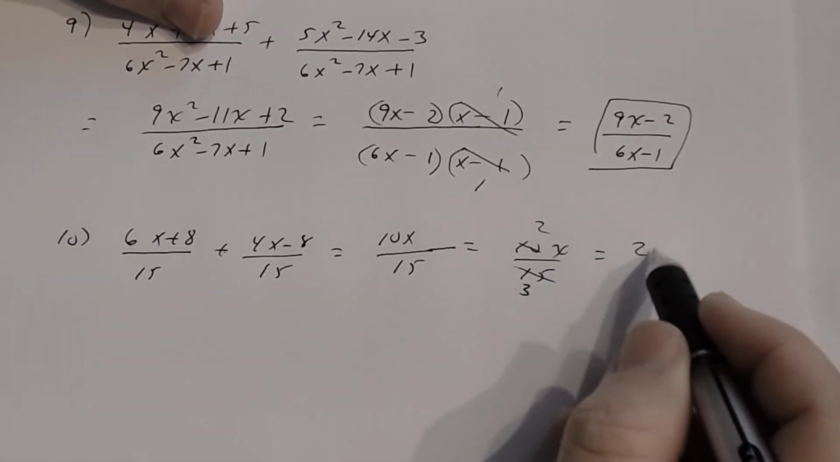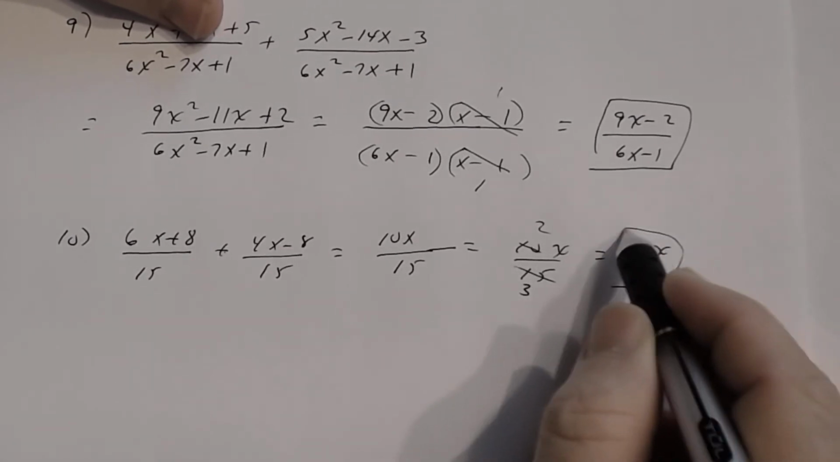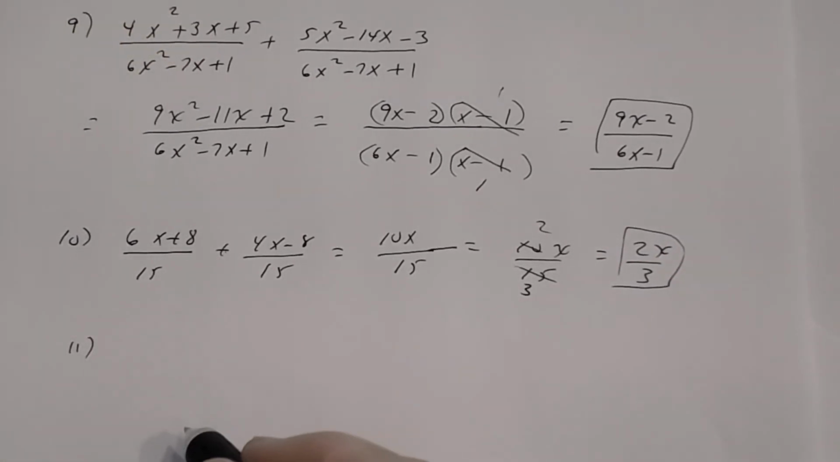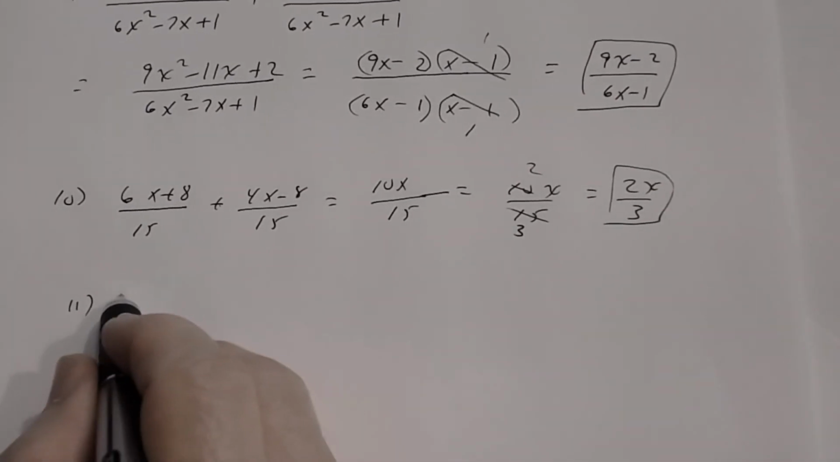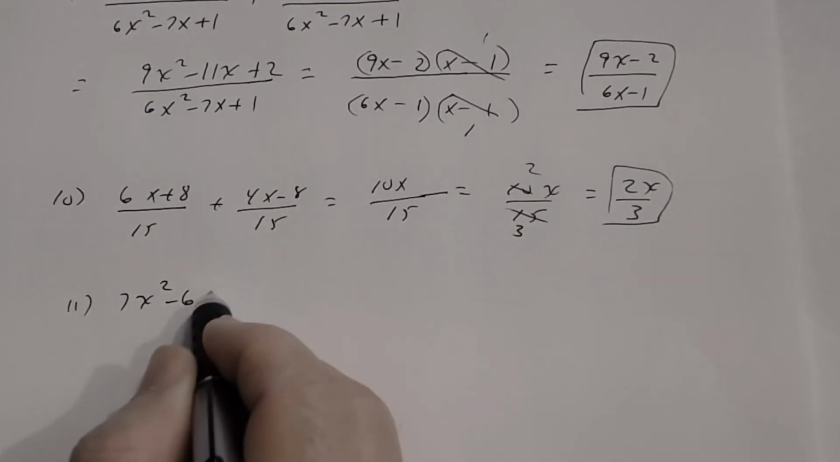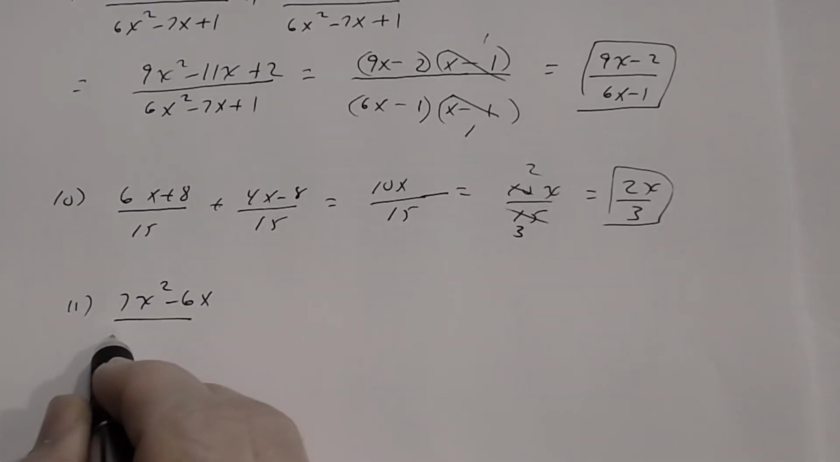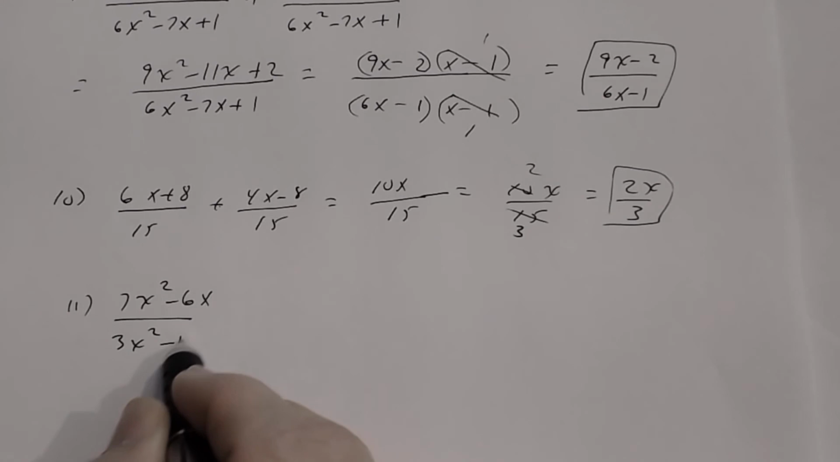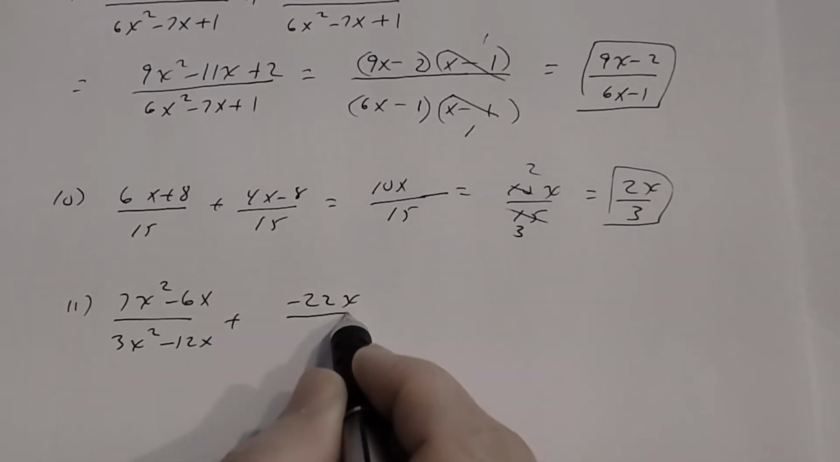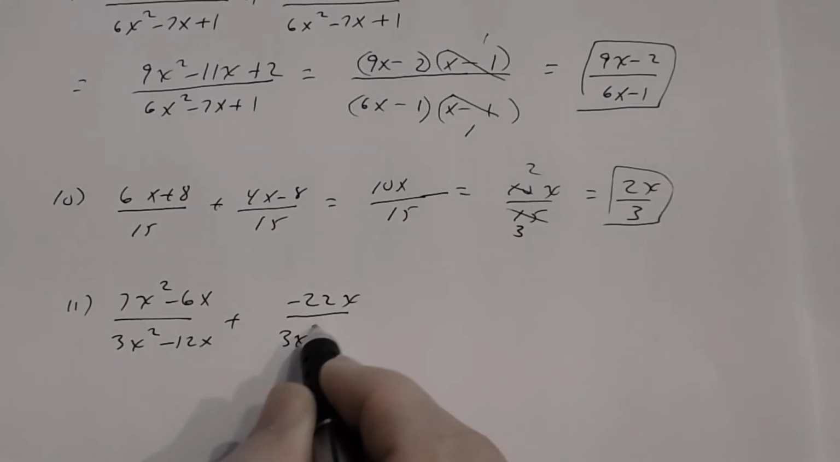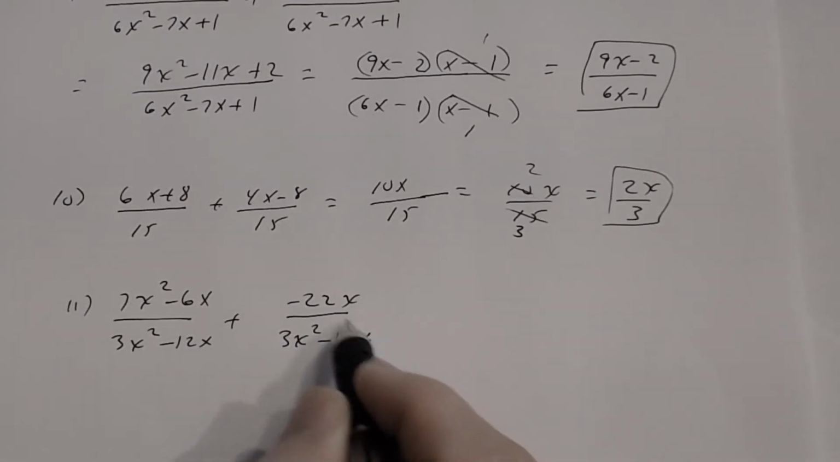And so I get 2x divided by 3. Okay? All right, number 11. Let's suppose number 11, we have 7x squared minus 6x divided by 3x squared minus 12x plus a negative 22x divided by 3x squared minus 12x.